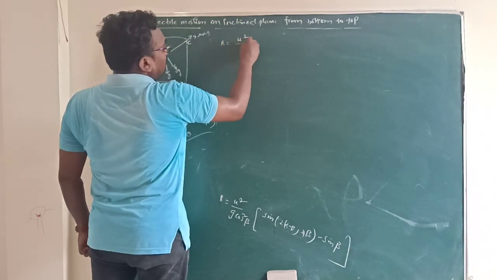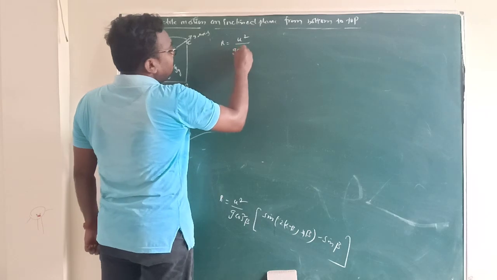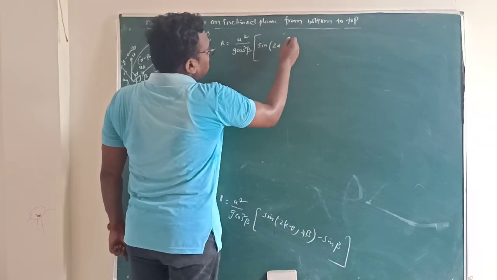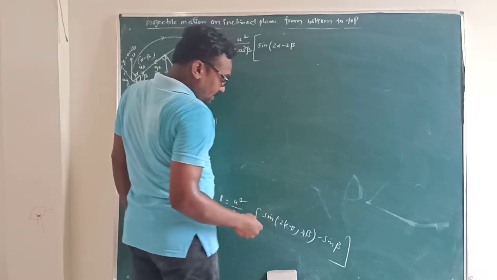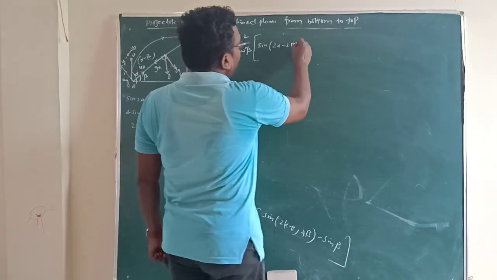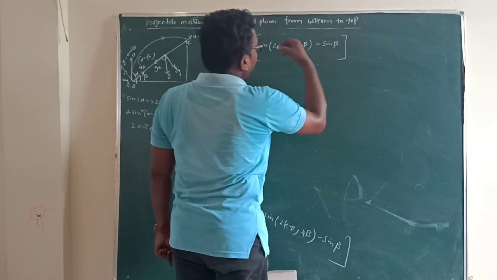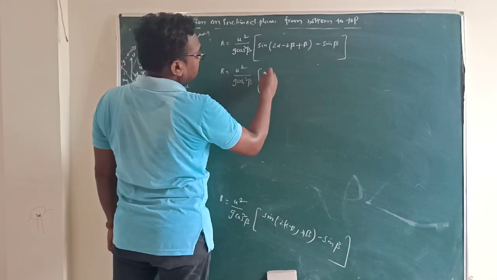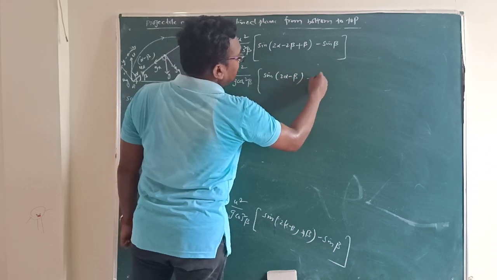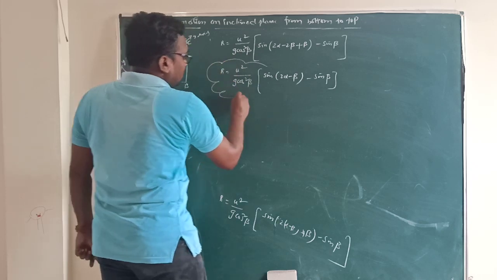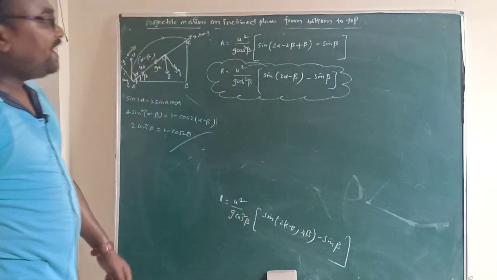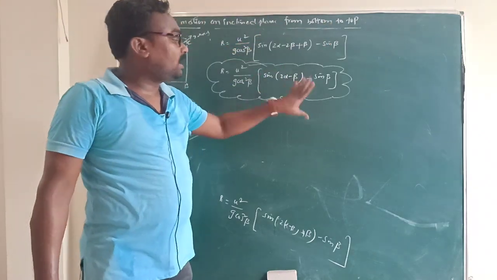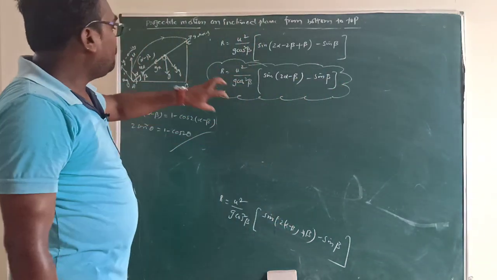R is equal to u square by g cos square beta, sin(2 alpha minus 2 beta plus beta) minus sin beta. So R is equal to u square by g cos square beta, sin(2 alpha minus beta) minus sin beta. This is the range of the projectile on an inclined plane from bottom to top. So that is the range.